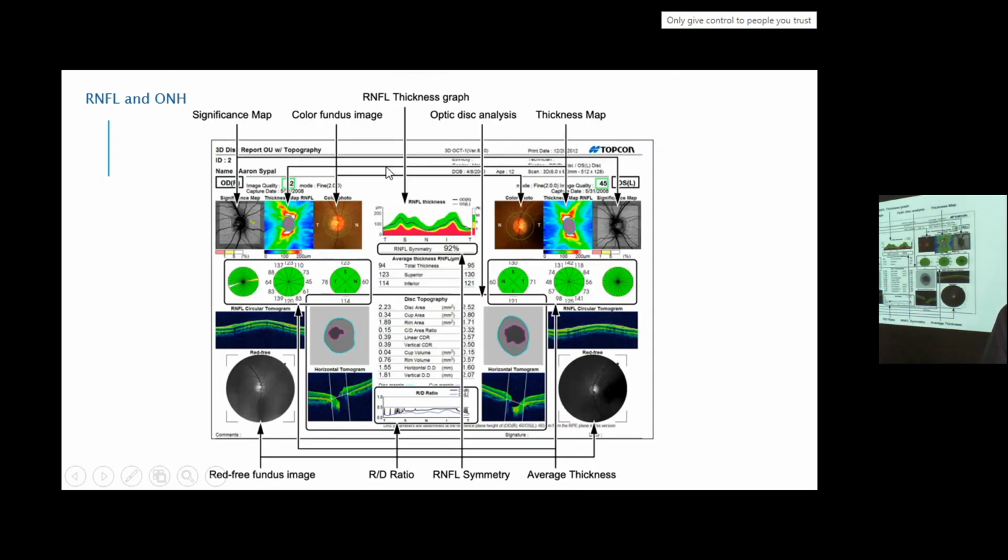Okay, it's the same thing, but for both eyes. Also, the machine can add the nerve fiber layer symmetry between both eyes.